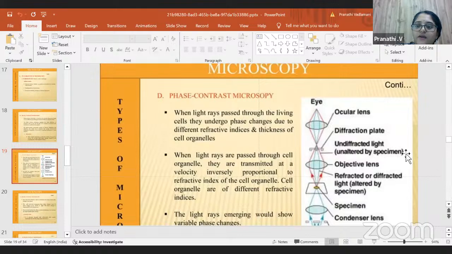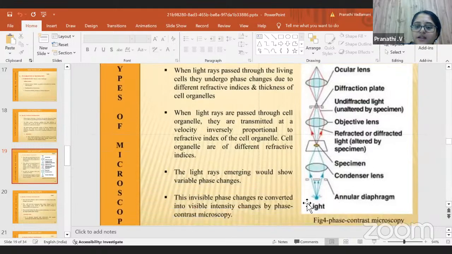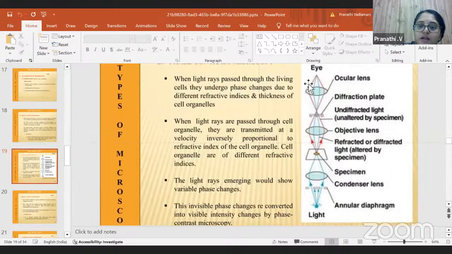From the objective lens, you have the rays coming over. See, finally, this is the light. You have the specimen present over here. You have a condenser light. So the rays, axial rays, are going to go through this and then on to the specimen. So far, you have one particular light going on to the specimen. And from here, you have refracted or diffracted light that is going to go onto the objective lens. From here, you have another diffraction plate. In this, you are going to see the rays coming over, and then through the ocular lens, you're going to see from the eye finally.